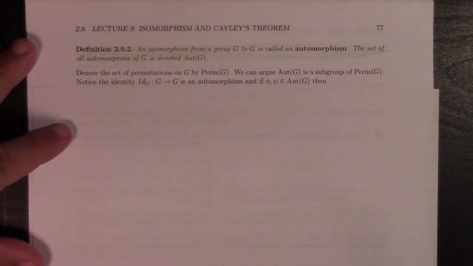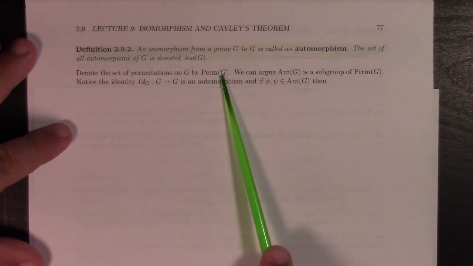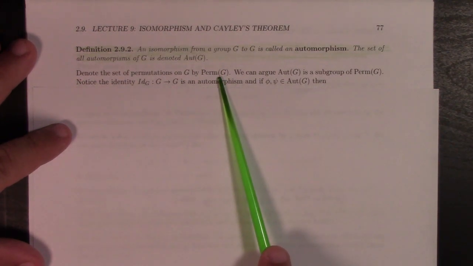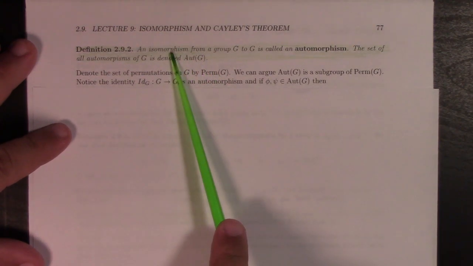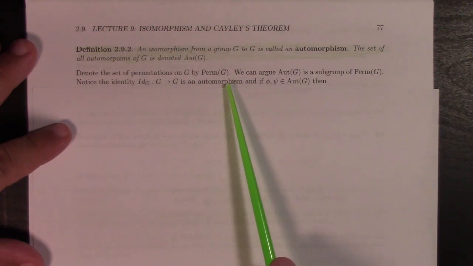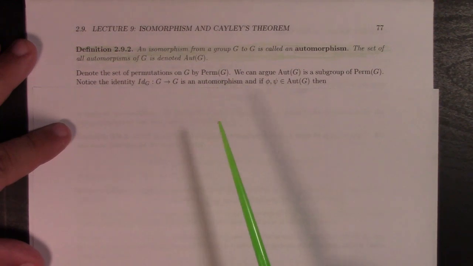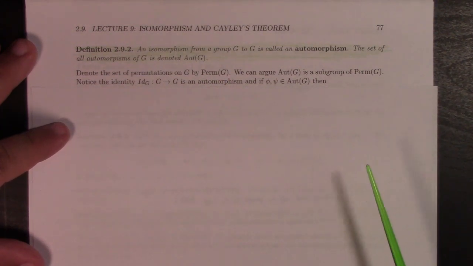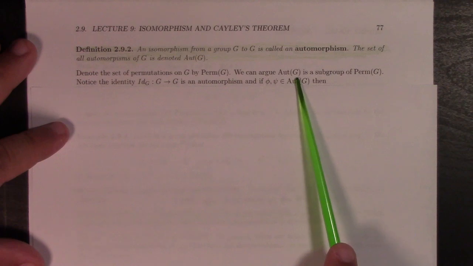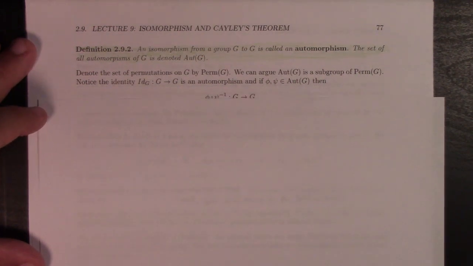Recall we've also talked about permutations on a set. That's the set of all bijections on the set, right? So permutations do not assume structure preserving. It's just a bijection. Isomorphism is more than that. It's a bijection which is also structure preserving, so it makes sense that automorphisms would be a subset of permutations. And in fact, we can argue that the automorphisms of G form a subgroup of the permutations of G.